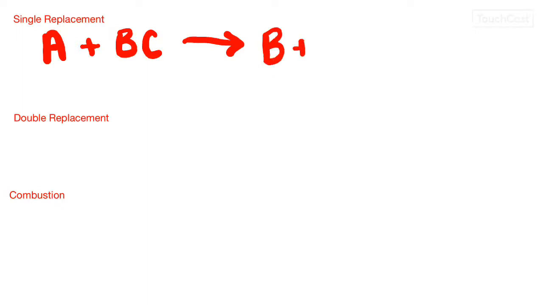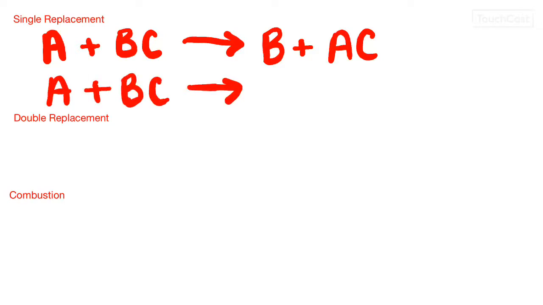All right, our next type of reaction is single replacement. And that's where you're going to start with a single element plus a compound, and either your A and your B are going to switch, or you start with the same and your A and your C switch.